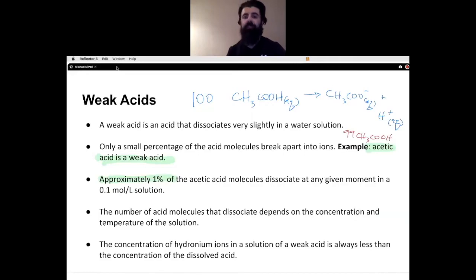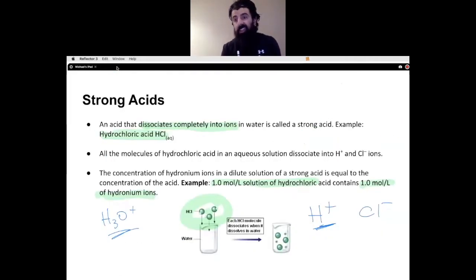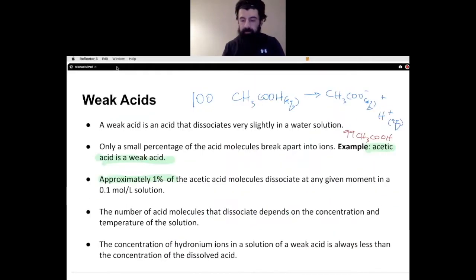So that's what this means, weak acid, strong acid. If I had, let's say, 100, to demonstrate the 1%, I'd have 100 of them and 99 of them will stay as is in water, and only 1 will actually break apart into its respective ions. While strong acids, on the other hand, every single one, if I put in 100 molecules of HCl, all 100 of them will dissociate into their anion and cation.